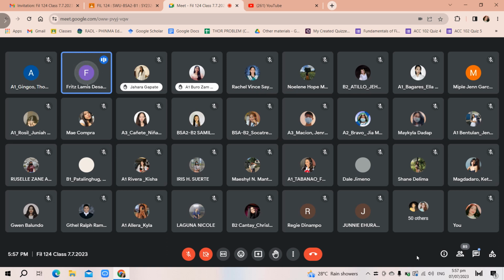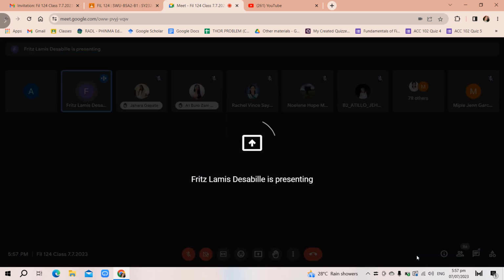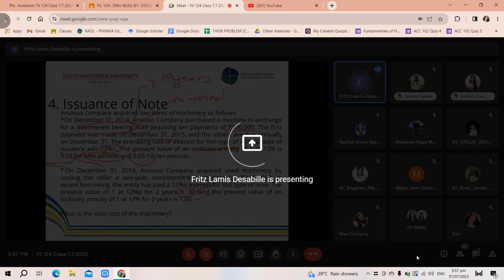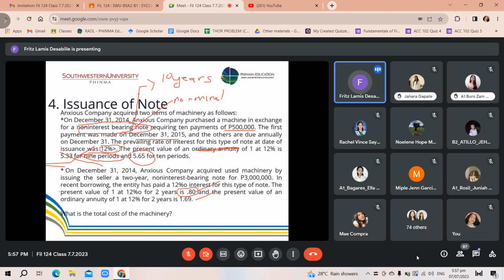Okay. So I'm going to go back to the slides now and let's proceed. Now it's the same kind of case, guys. However, in this case, on December 31, 2014, Shoes Company acquired used machinery by issuing the seller a 2-year non-interest bearing note for 3 million.